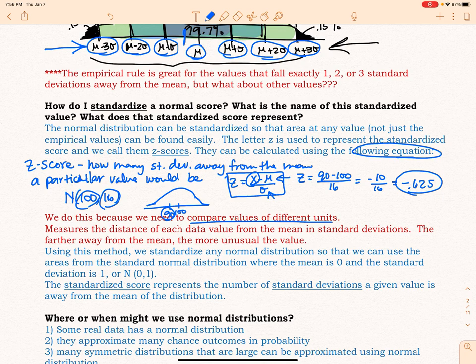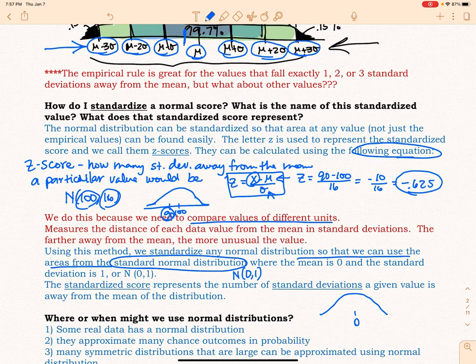So when we use this method, I want you to notice this right here because this is kind of difficult to understand. We standardize any normal distribution so that we can use the areas from a standard normal distribution where the mean is 0 and the standard deviation is 1. What does this mean, Miss Griggs? Well, here's the deal. If you will think about this, when I refer to a standard normal distribution, it has a mean of 0 and a standard deviation of 1. Well, why do we call it that? Well, we call it the standard normal distribution because it's standard.